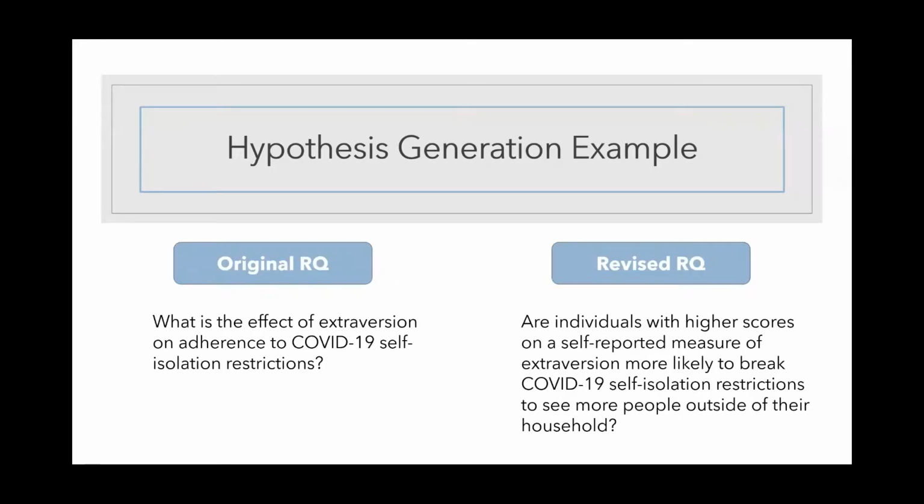So now my research question is more specific, more concrete, and it's in operational language. Are individuals with higher scores on a self-reported measure of extroversion likely to break COVID-19 self-isolation restrictions to see more people outside of their household?